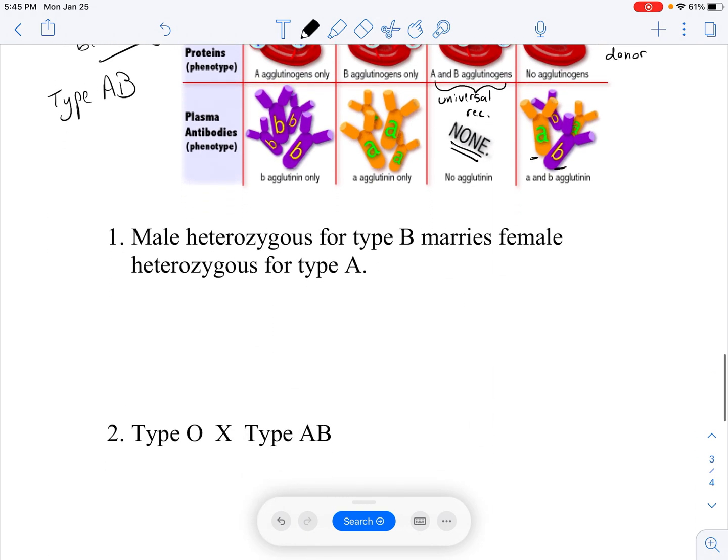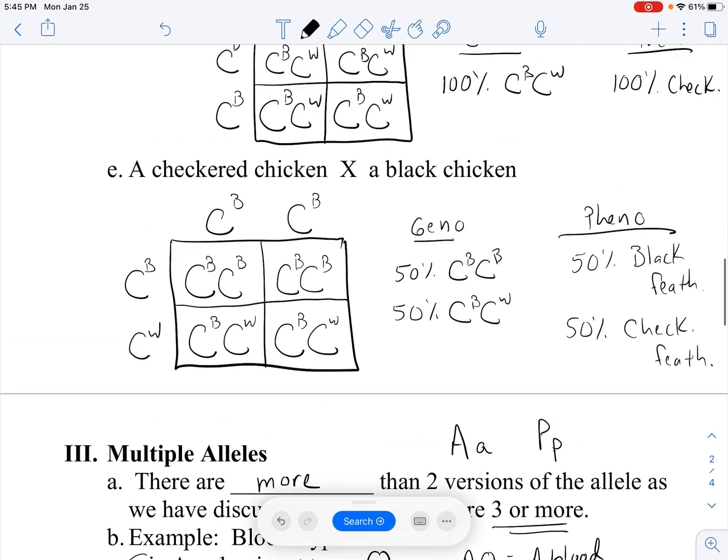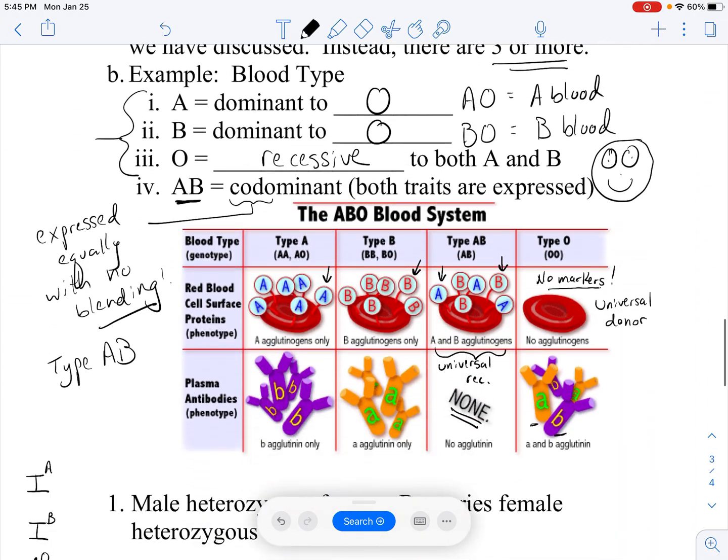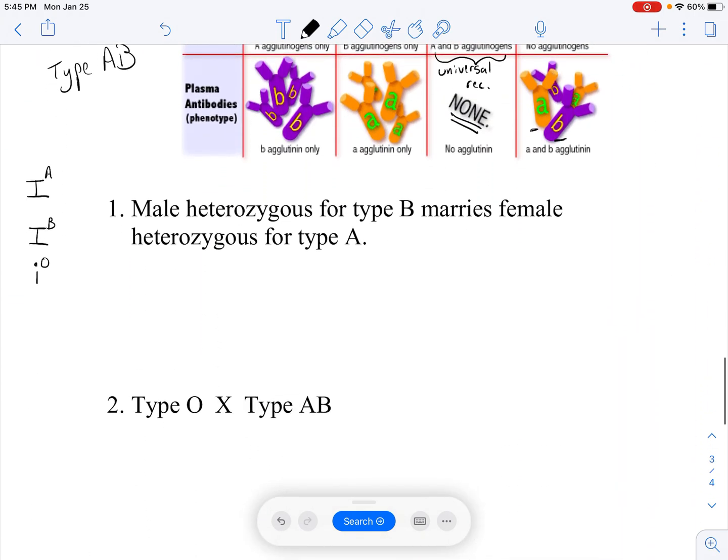Now, the proper way to write blood type is with an I. And so we write I superscript A or I superscript B, or if it's O blood, we can just do a lowercase i and an O. However, I know that that can be cumbersome. I know it can be cumbersome with the chickens too. So for blood type, I am going to be okay if you just want to write the letters A, B, and O, even though it's technically cheating in a way with writing out your Punnett squares.